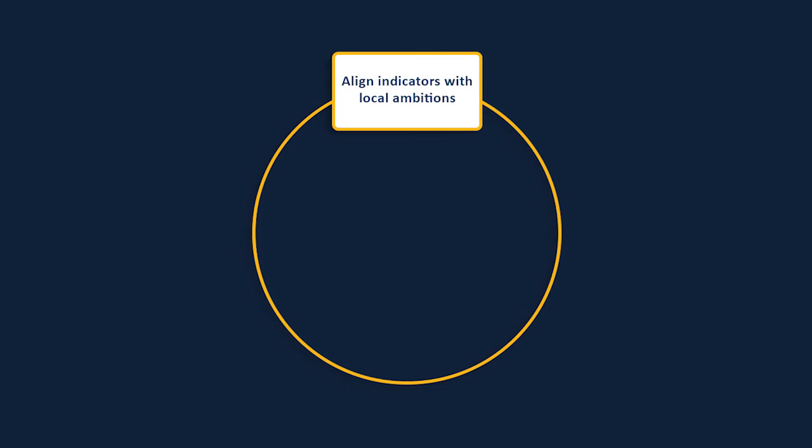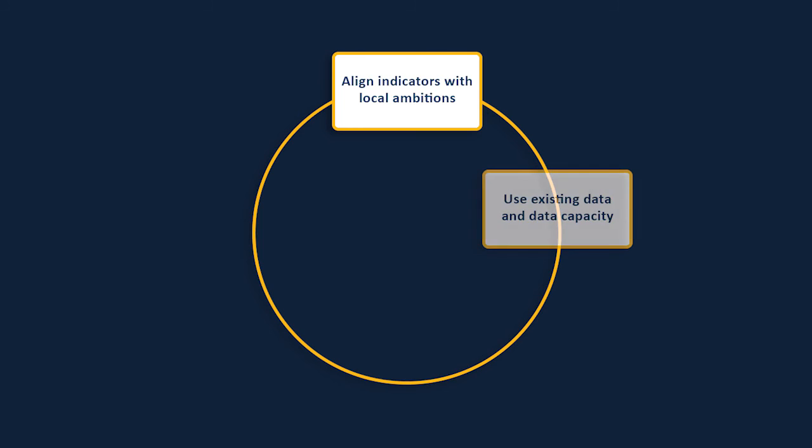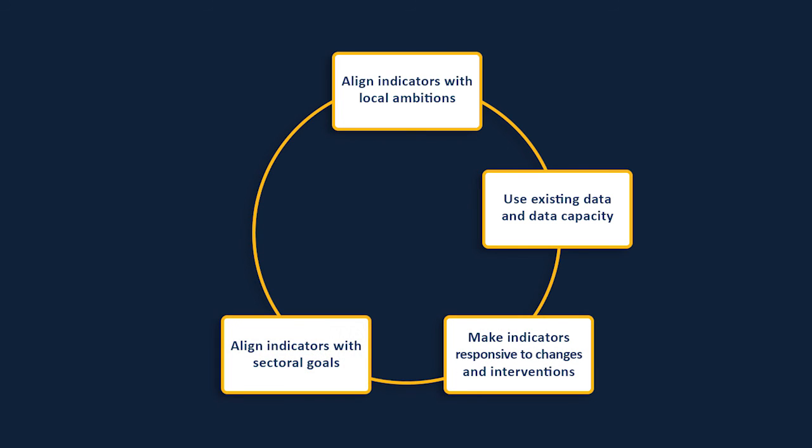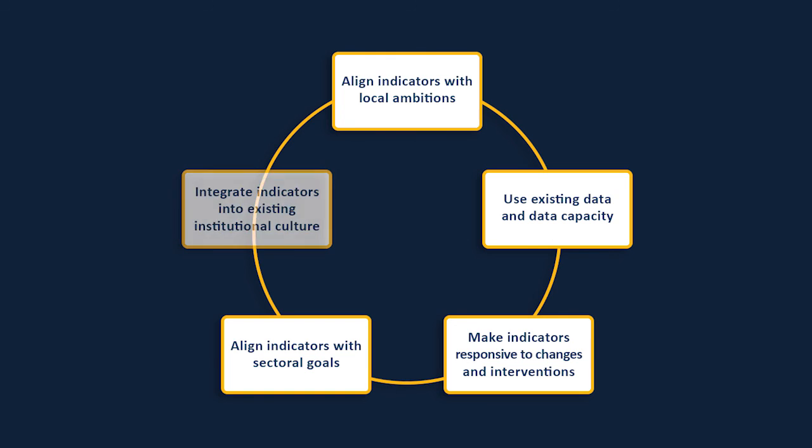So, to recap, this series will help you appreciate why and how you can align indicators with local ambitions, build on existing data and data capacity, make indicators responsive to changes and interventions, align indicators with sectoral goals, and integrate indicators into existing institutional culture.